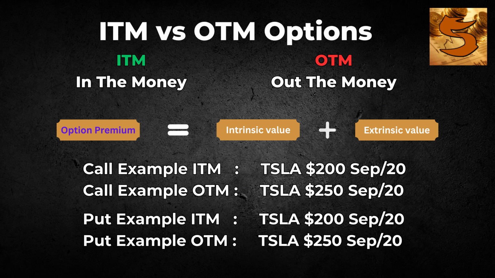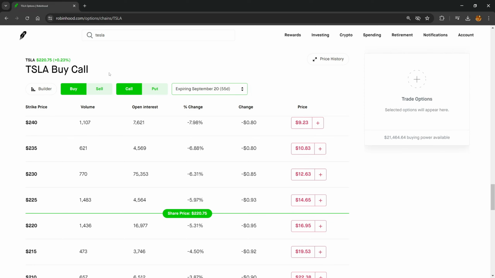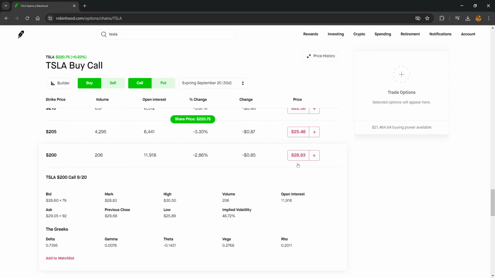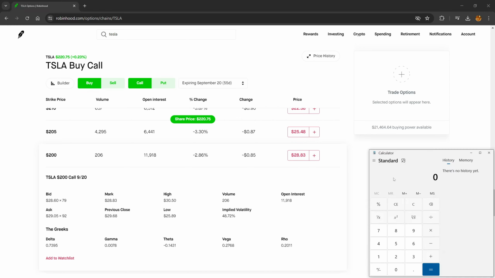Let's take a quick example on Tesla options and see how we can calculate the option premium, the intrinsic value, and the extrinsic value for calls and puts in the money and out of the money. For this example, we are going to look at the Tesla option that expires on September 20, which is about 55 days from today. The $200 strike price will cost about 28.83. If we want to count how much intrinsic value versus extrinsic value, because this is a call and the $200 is under the 220, you know that this will have intrinsic value and extrinsic value because it's a call in the money.